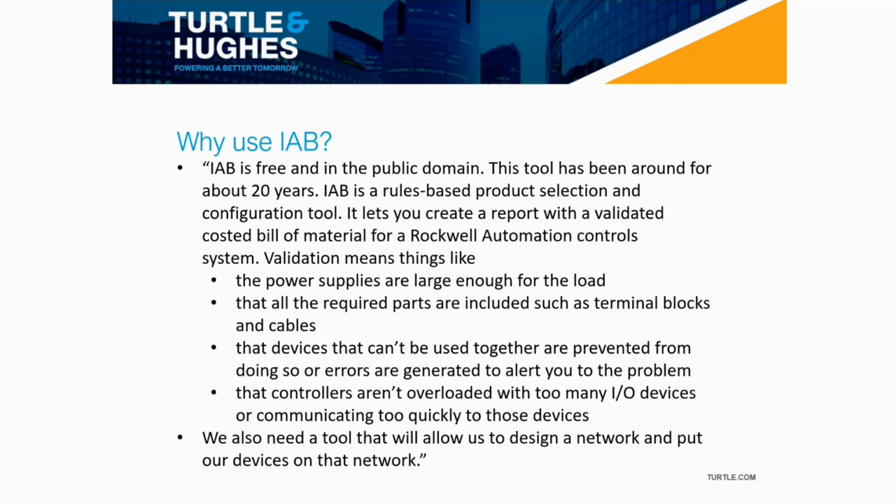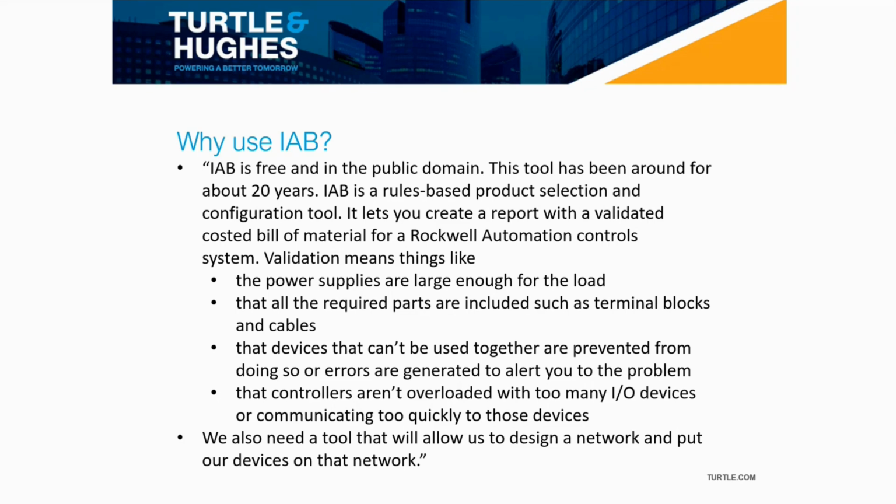It lets you create a report with validated costed bill of material. So if you keep your IAB up to date, you'll be able to have access to at least list pricing and be able to get a sense of what your cost is going to be. And that validation means things like, as I mentioned, the power supplies are large enough for the load. All the required parts, such as terminal blocks and cables, are included. Something we frequently run into where someone gives us a bill of material and I'm like, you forgot all the terminal blocks. So we need to add those into it. It's going to check to see that the devices that can't be used together are prevented from being done so. So you can't jam certain things together that shouldn't be used together.